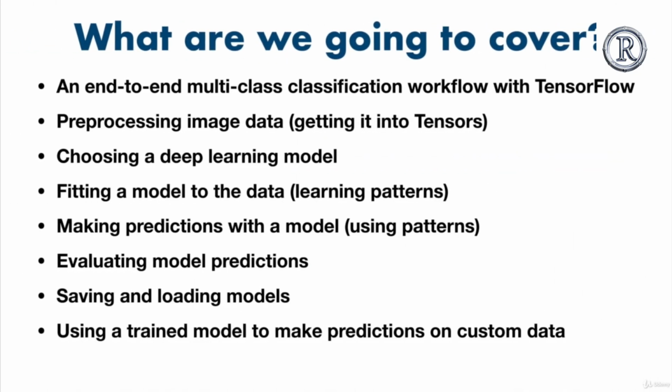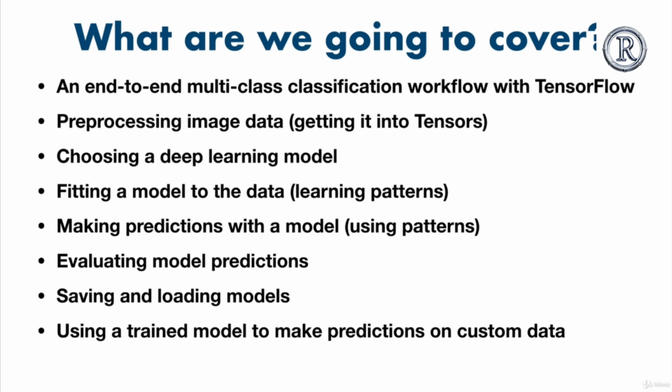Now, in dot point form, we're going to go through an end-to-end multi-class classification workflow with TensorFlow. We'll see what that is in a second. We'll learn how to pre-process image data, so getting it into tensors. We'll learn how to choose a deep learning model. We'll learn how to fit it to the data, so learning the patterns. Then we'll learn how to make predictions with our deep learning model, so using the patterns that it's learned. Then we'll evaluate our model's predictions. We'll save and load our deep learning model. And then we'll use a trained model to make predictions on our own custom data.